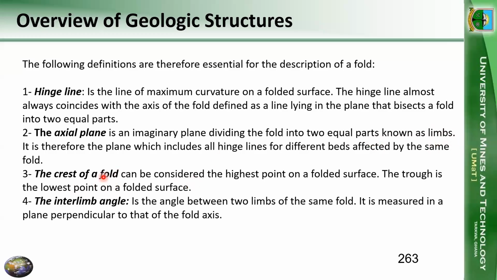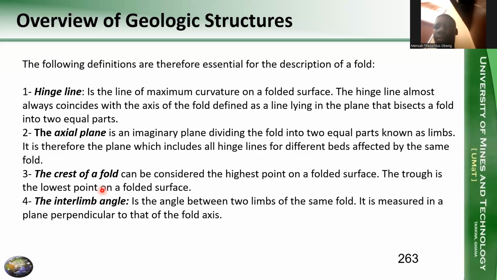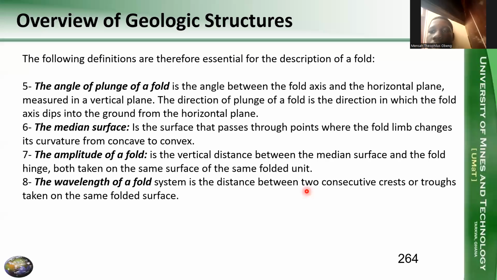Then we have the crest of a fold. The crest of the fold can be considered the highest point on the folded surface, and the trough is the lowest point. So you know crest and trough. And the interlimb angle is the angle between two limbs of the same fold.